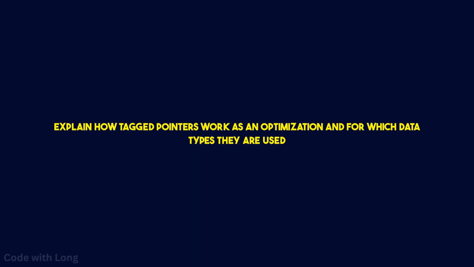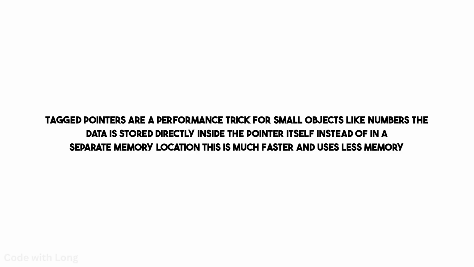Explain how tag pointers work as an optimization and for which data types they are used. Tag pointers are a performance trick. For small objects like numbers, the data is stored directly inside the pointer itself instead of in a separate memory location. This is much faster and uses less memory.